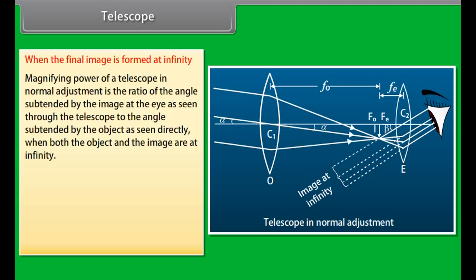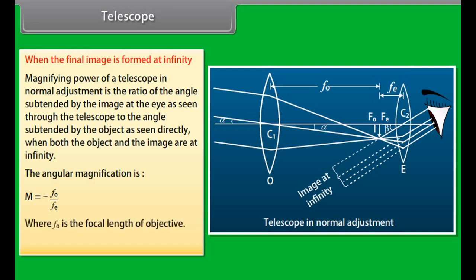Magnifying power of a telescope in normal adjustment is the ratio of the angle subtended by the image at the eye as seen through the telescope to the angle subtended by the object as seen directly, when both the object and the image are at infinity. The angular magnification is M is equal to minus Fo by Fe, where Fo is the focal length of the objective, Fe is the focal length of the eyepiece.